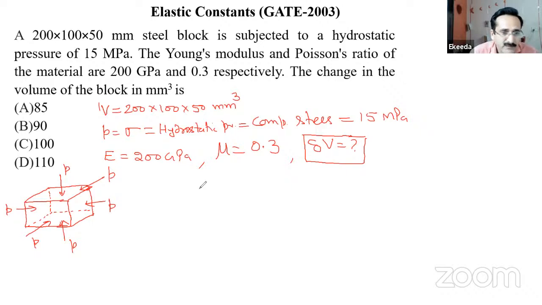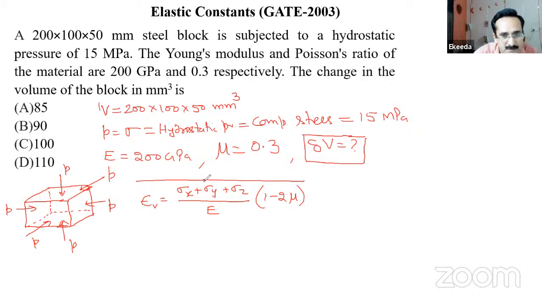Now, as we discussed earlier in the last slide, the volumetric strain is given by (sigma x plus sigma y plus sigma z) by E times (1 minus 2 mu), right? Remember this formula. This formula is very important, right? We have just discussed this formula. We are not deriving it, just writing it. Derivation is given in theory lectures. So volumetric strain is (sigma x plus sigma y plus sigma z) by E times (1 minus 2 mu).